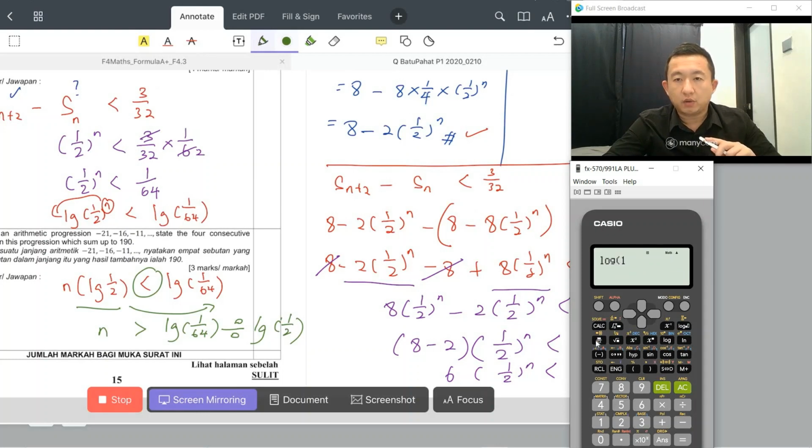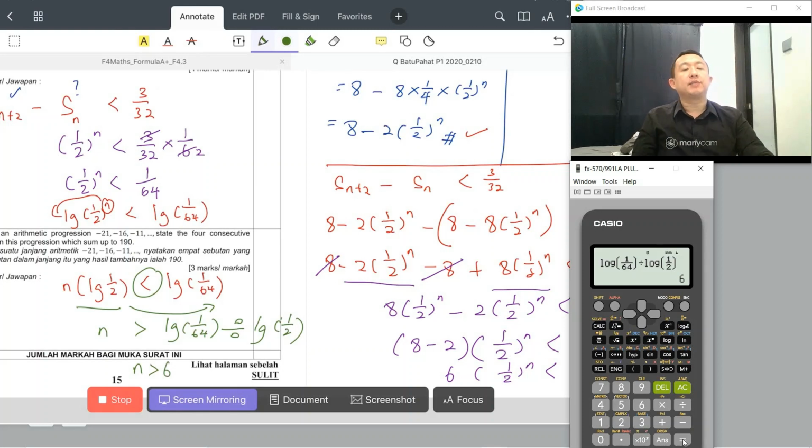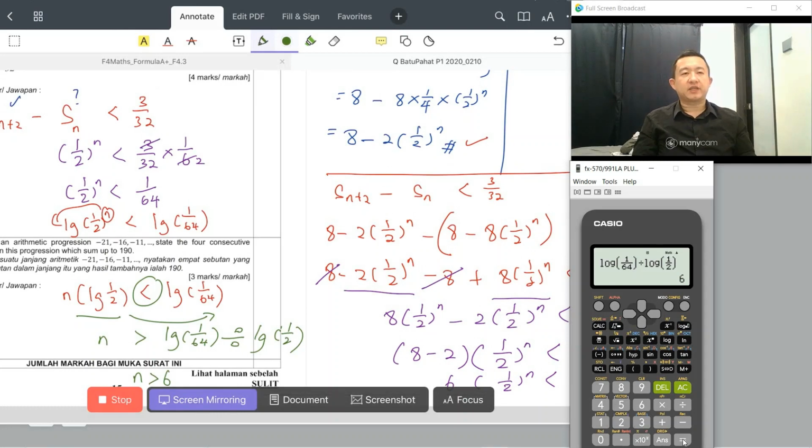And see what you have. Log 1 over 64 divided by log 1 over 2. And you get the answer, you get 6. Beautiful answer. So you know that n must be more than 6. n must be more than 6. So there are many answers. It could be 7, it could be 7.5. Okay, it could be 8, it could be 9. Can it be 7.5? No, because n is an integer, a whole number. So it could be 7, 8, 9, 10 onwards. Okay, so we have so many answers.